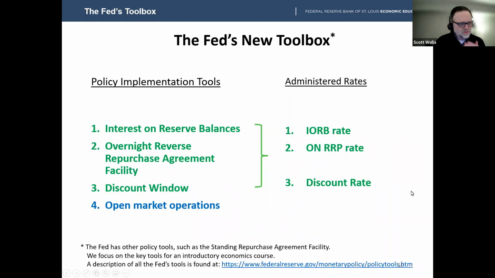So this is the Fed's new toolbox. On the left side, you see the tools. The first three tools have a rate, okay, associated with them.